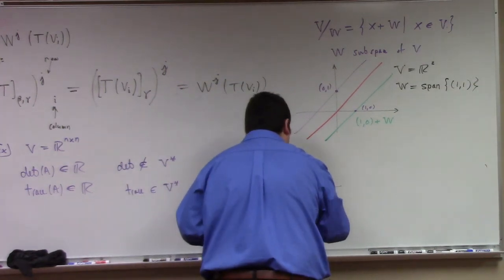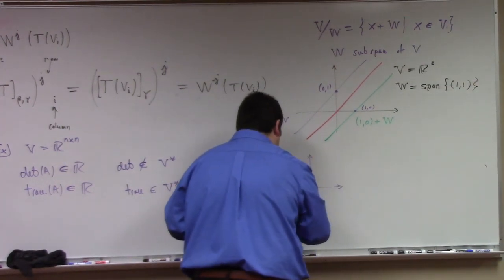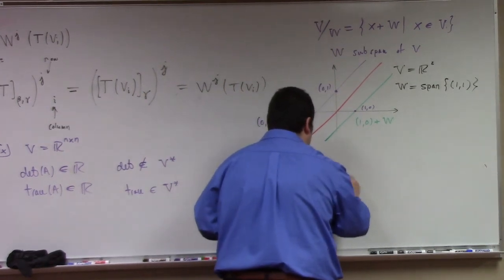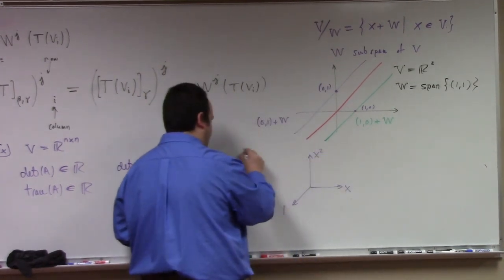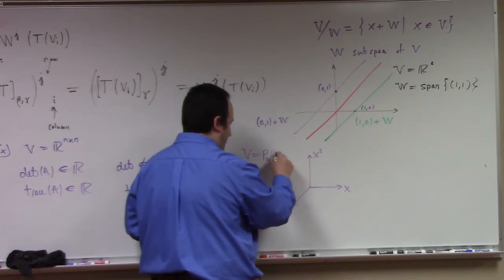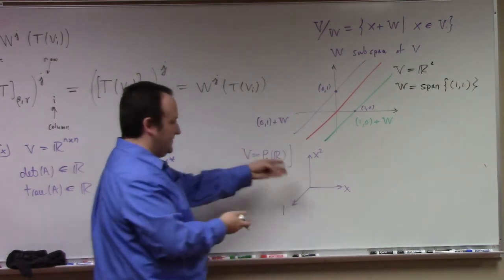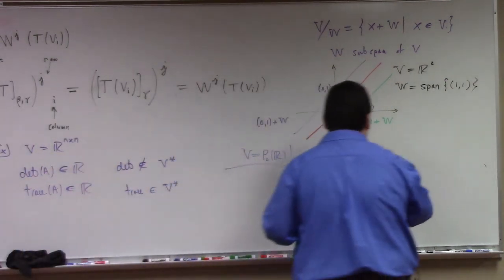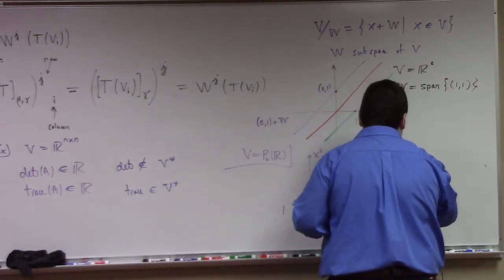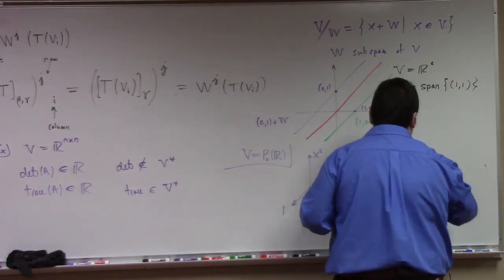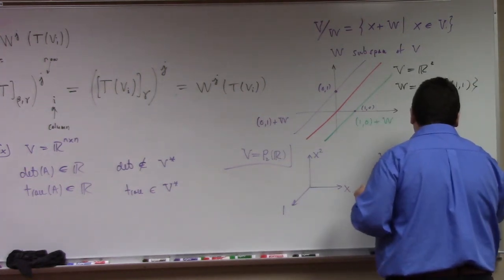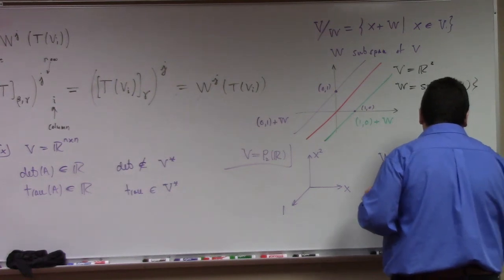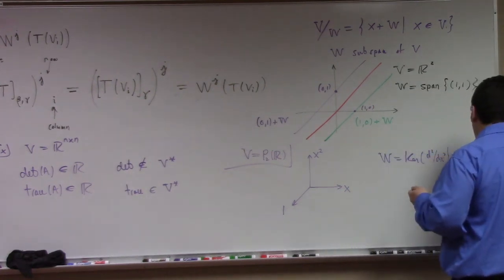I thought of a way of drawing a picture of P2. I don't know why I didn't think of this earlier, but this is a picture of quadratic polynomials. I just take x squared, 1, and x to be the different coordinate directions, yeah? And so if we take W to be the kernel of the double differentiation operator, d squared over dx squared, what's that? Well, you just did your homework. That's the span of 1 and x, right?